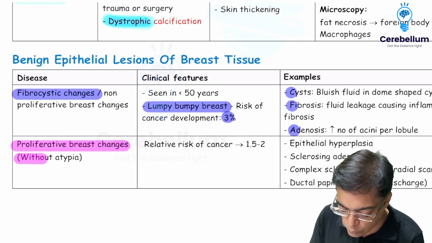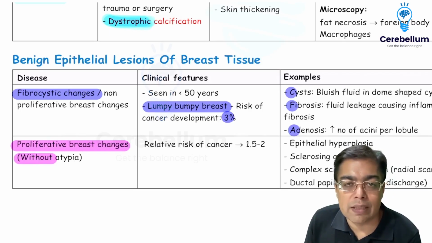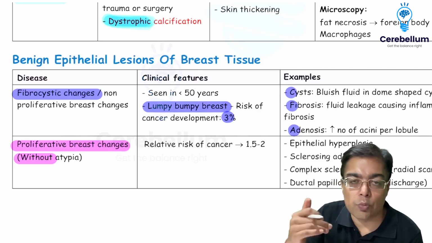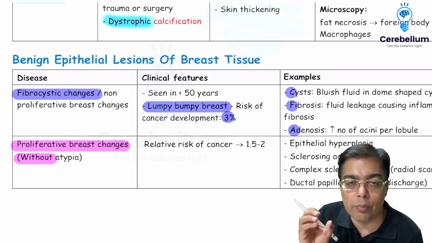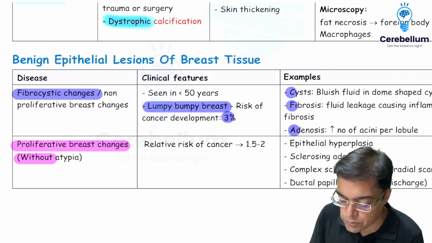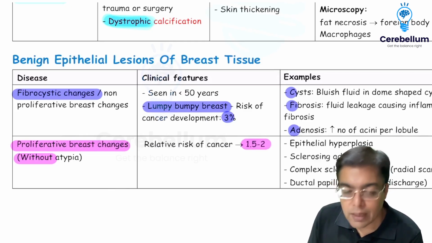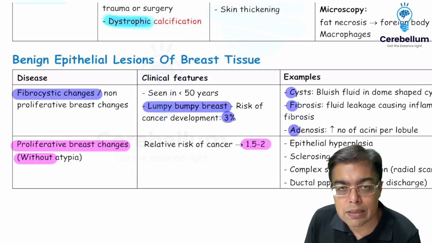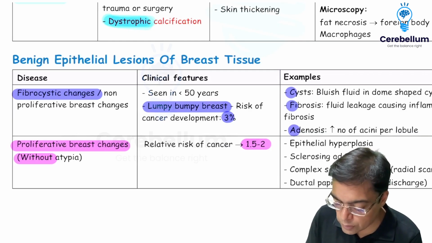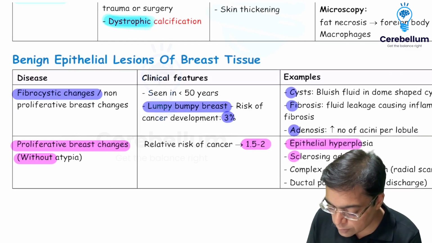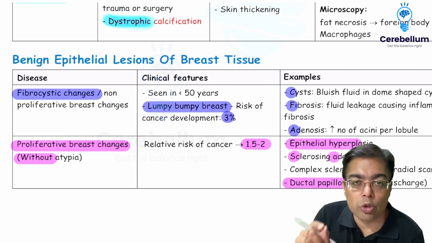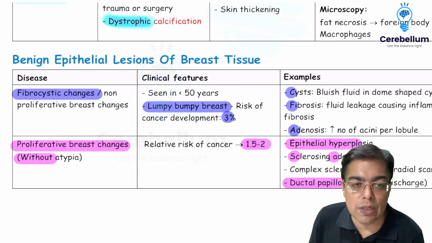Whenever we are talking about the next set of lesions, that is given the name of proliferative breast changes without atypia, the relative risk of cancer in these patients is almost 1.5 to twice that of the normal. So normally you're going to have, let us say, a 3% risk. These patients are going to have a 5 to 6% risk. And the conditions include epithelial hyperplasia, sclerosing adenosis, complex sclerosing lesions, and ductal papilloma. Remember, ductal papilloma is the most common reason for the presence of a bloody discharge of the nipple.